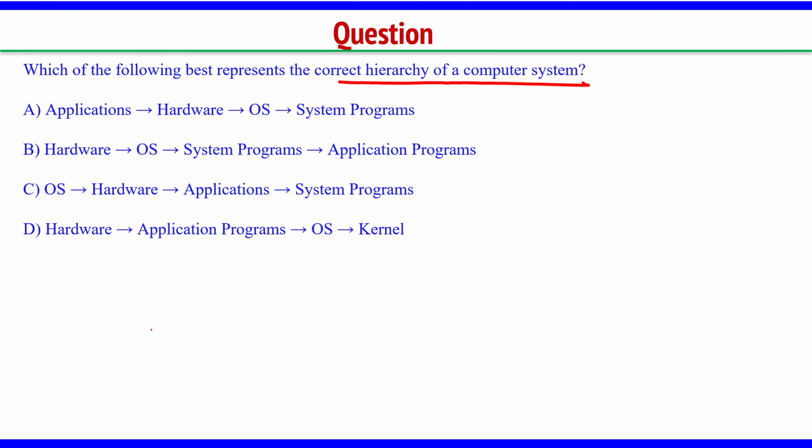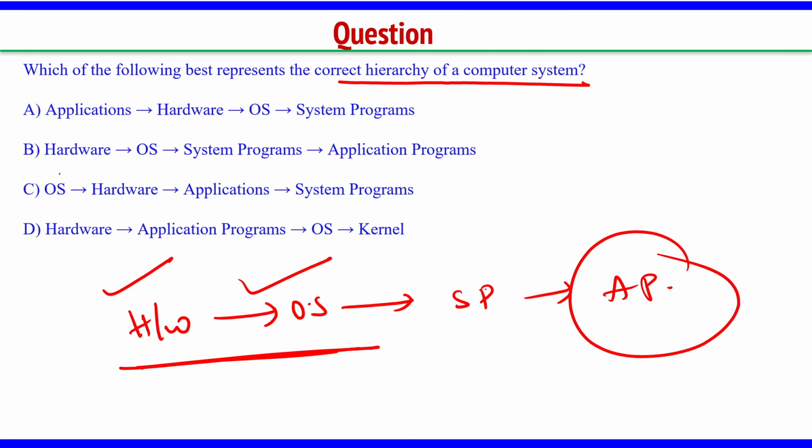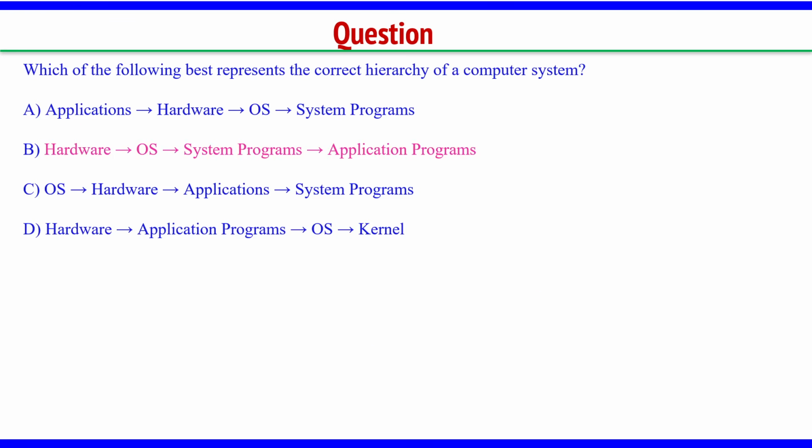We know that hardware comes first, then comes the operating system, then the application software or system programs, and then the application programs. Or at least remember this: first hardware, then OS, and on top come the applications. Only one option has hardware and OS in that order. So option B: hardware, operating system, system programs and application programs. All these come under the hierarchy of the computer system.